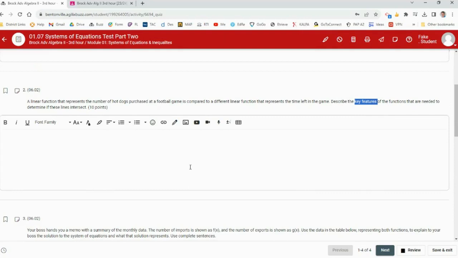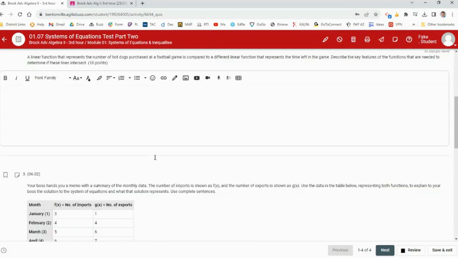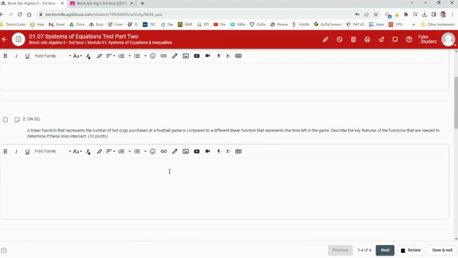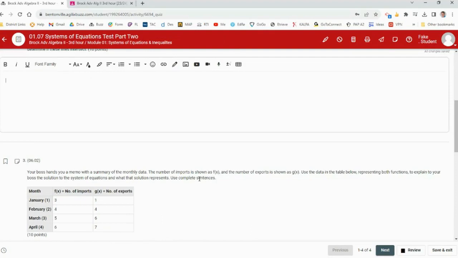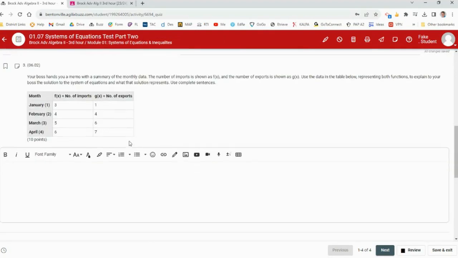They're both based on time, right? Because the number of hot dogs purchased changes as the game goes on, and so does the time left in the game. But what's important to know if they intersect with each other? Key features of functions, which are what? Usually slope, y-intercept, positive or negative, things like that.